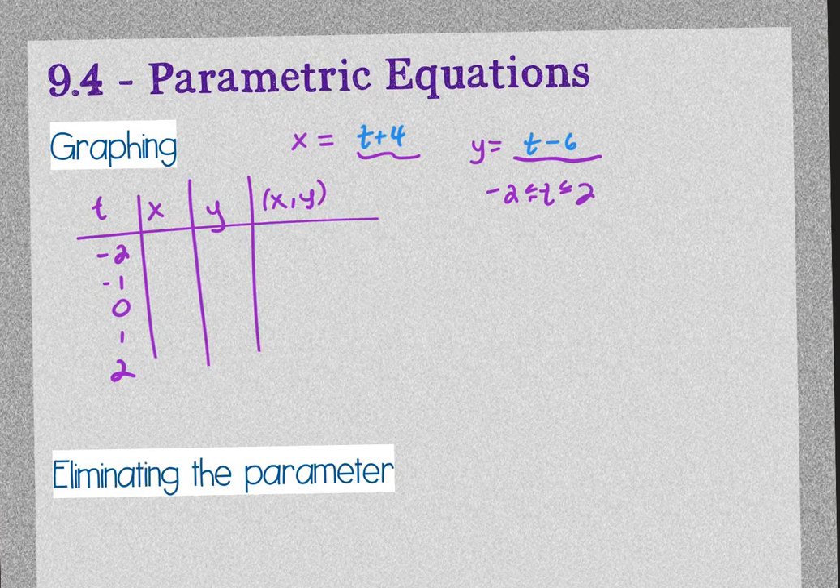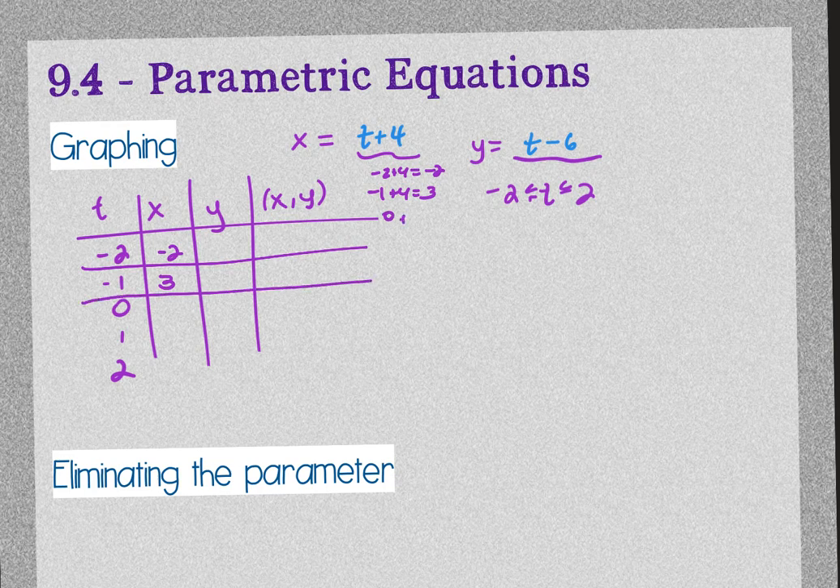So if I were to plug these points in, I would plug in -2 plus 4, which is 2. I would plug in -1 plus 4, which is 3. 0 plus 4, which is 4. 1 plus 4, which is 5. 2 plus 4, which is 6. And then I repeat that process for the y.